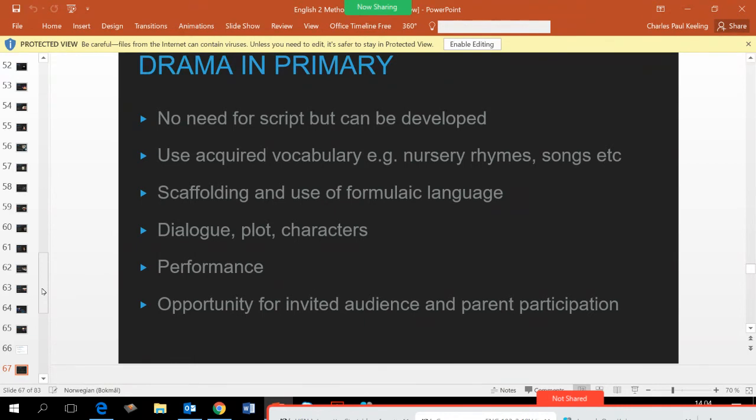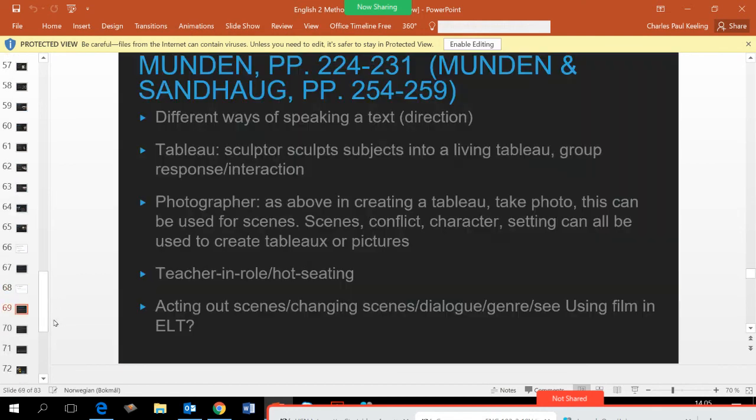I'm hoping Prof. Williams in York also mentioned plenty about the fact that drama needs to be developed from primary and should naturally develop out of the use of picture books. So you might want to look at that together, nursery rhymes, songs, etc. So I'm going to move forward a little bit here as well.